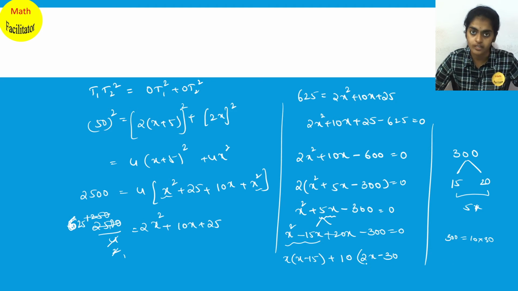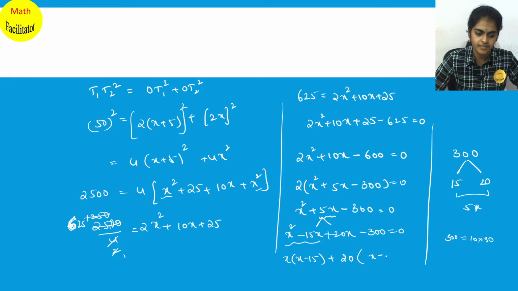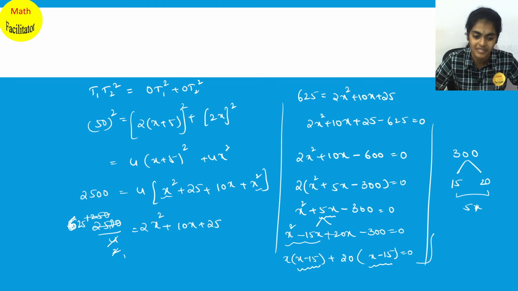Again you can take 2 common here, which means finally we can take 20 common actually. So let us take 20 common and see. If you take 20 common, you will have x minus 15 here. And one more important thing: whatever common you get here, x minus 15, the same term you will get common here also. So x minus 15 is common now, and I have x plus 20 equal to 0.